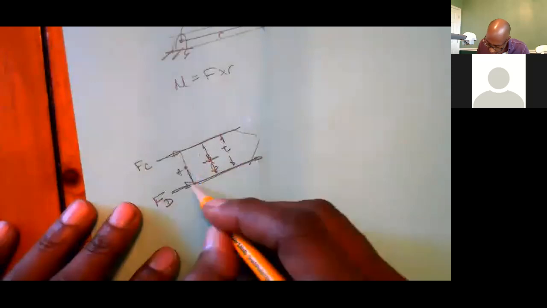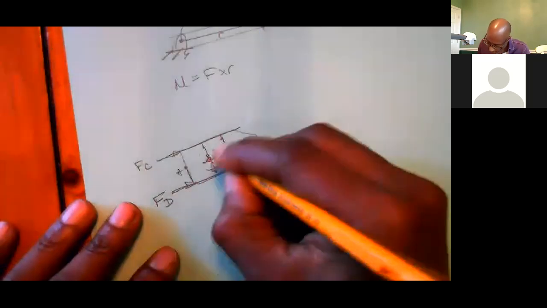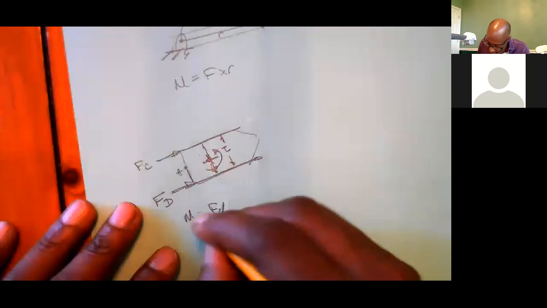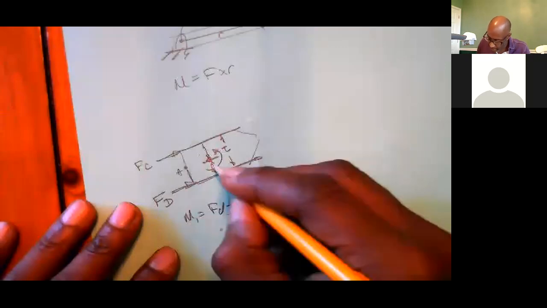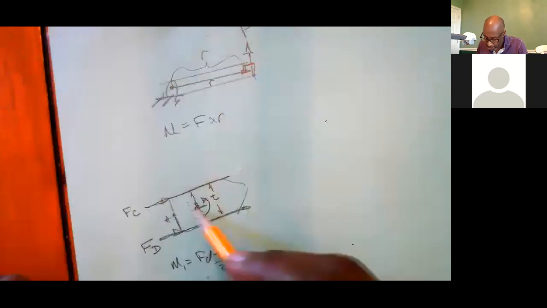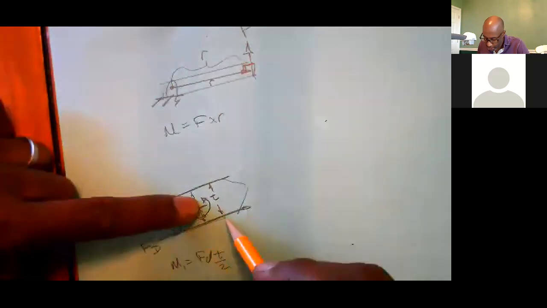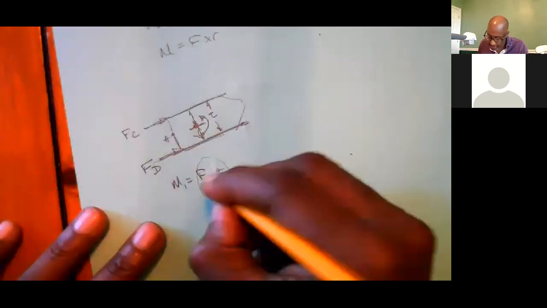This force is going to cause this thing to rotate about G this way. So one moment you could say is FD times T over 2, because it's just like a force times the distance to the rotation point. Here, the rotation point is G, so the perpendicular distance to it is T over 2. So that's one. It's FD times T over 2.